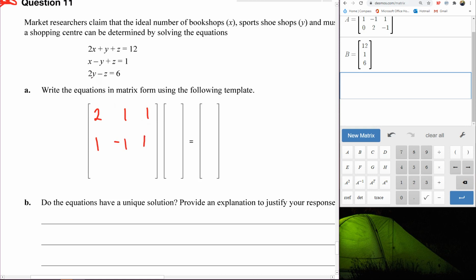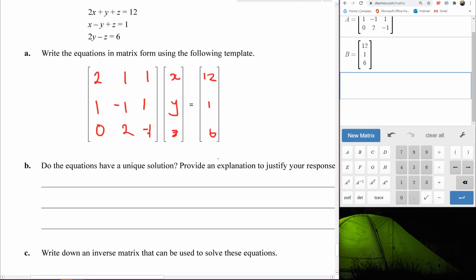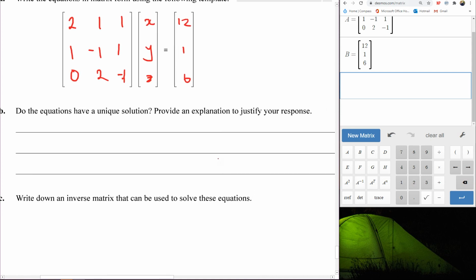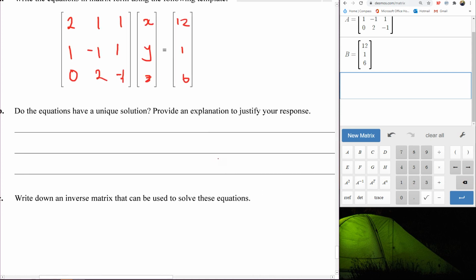Third equation, there are no x's to start off with, so there's going to be 0 x's. There are 2 y's, and in front of the z it's negative 1 for that third row, third column. Then you have x, y, z for the letter matrix, and then the answer matrix: 12, 1, and 6. Easy. Do the equations have a unique solution? Provide an explanation to justify your response.